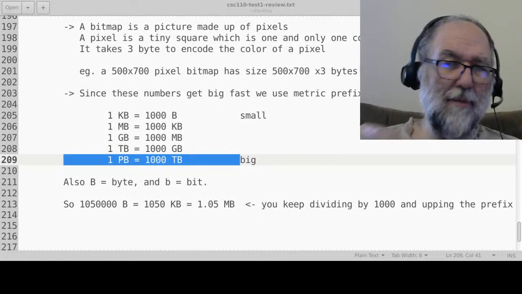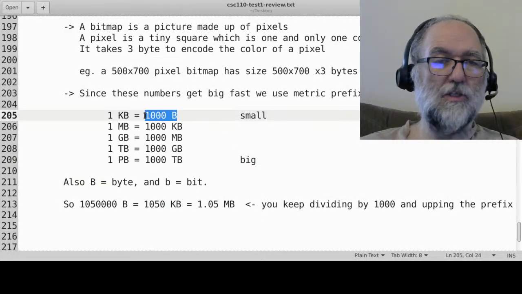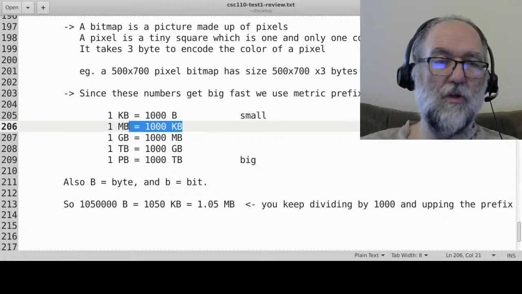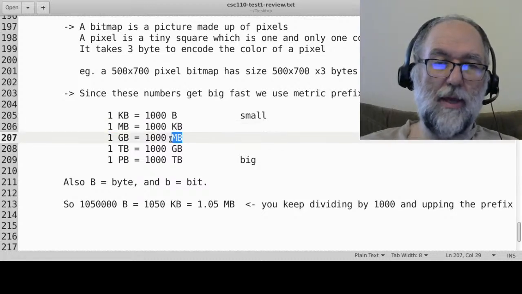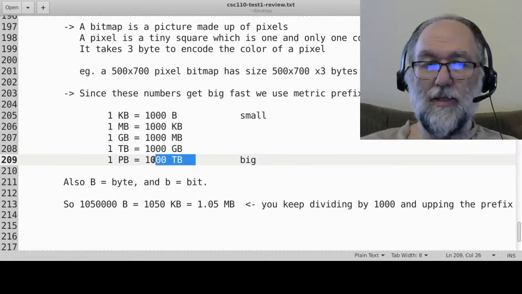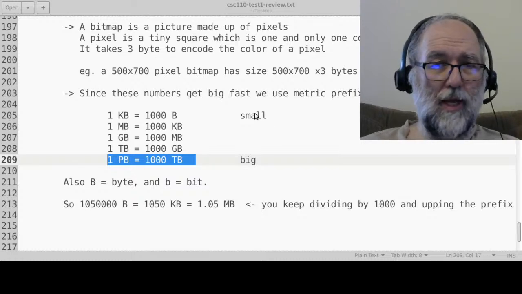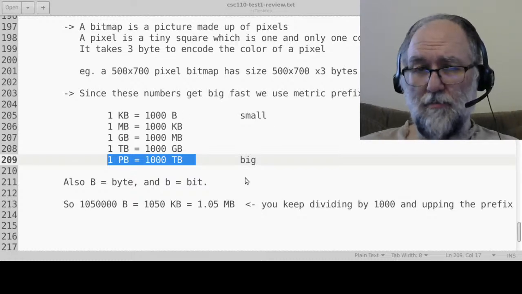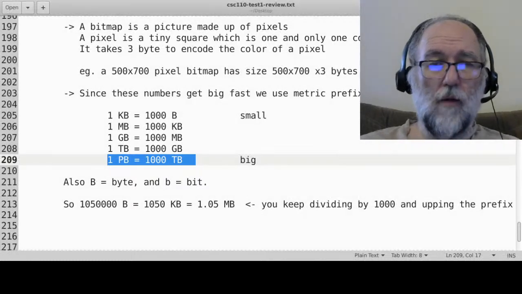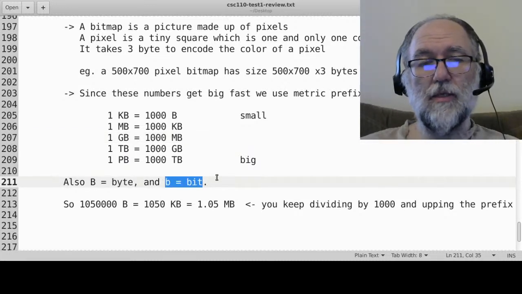Each time, the metric prefix goes up by 1. You start with a byte. 1,000 of those is a kilobyte. 1,000 of those is a megabyte. 1,000 of those is a gigabyte. 1,000 of those is a terabyte. 1,000 of those is a petabyte. And so we're going from small at the top to big underneath. Also, just be careful: capital B means byte and little b means bit.